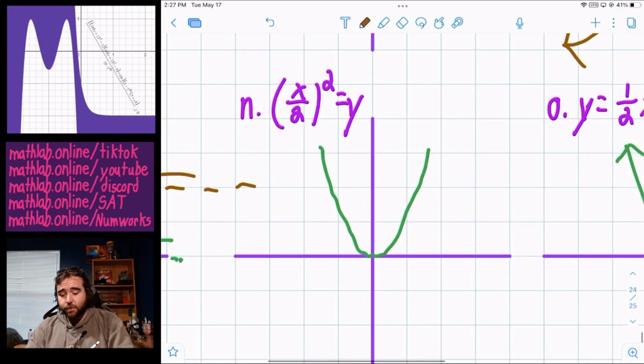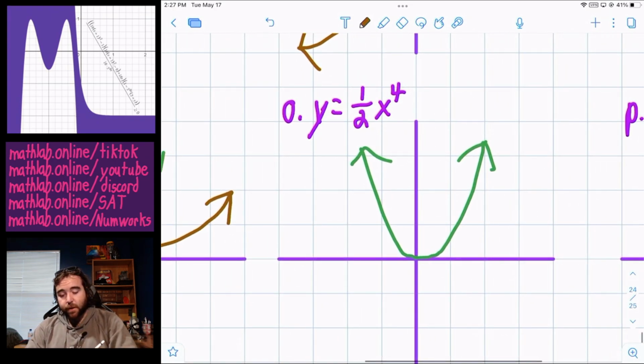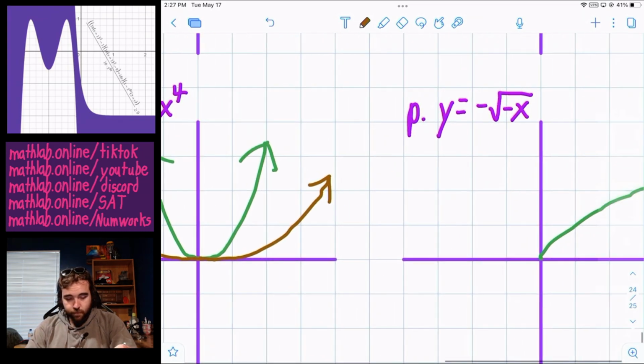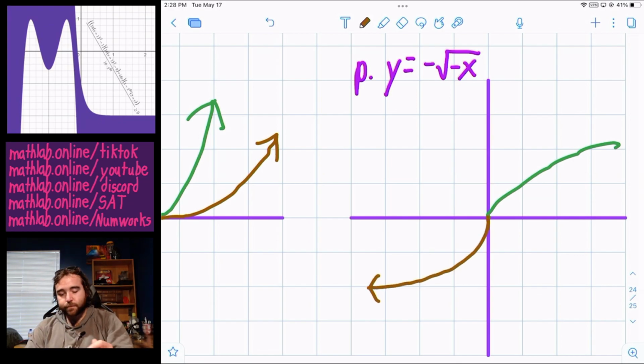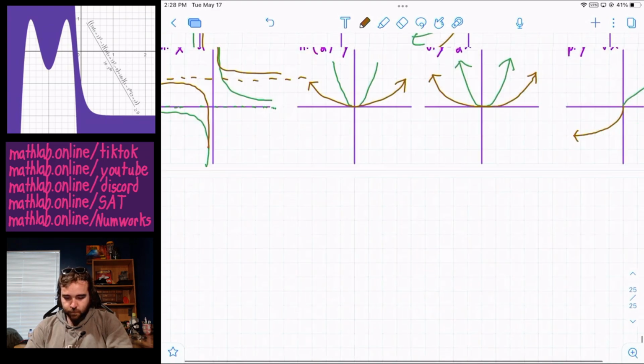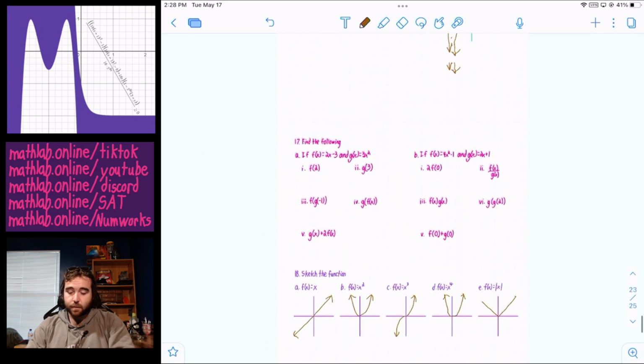Here we're dividing by 2, so it's going to make it shorter. Here we're dividing by 2, so it's going to make it shorter. Here we got a negative and a negative. So the first negative is going to flip it down. The second negative is going to flip it over. And that's it. So that's it for the CP study guide.